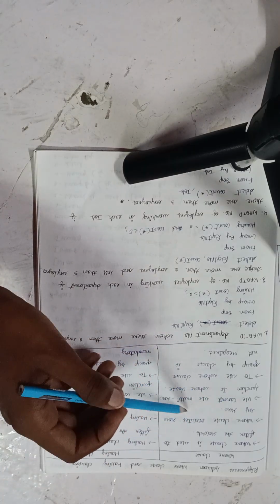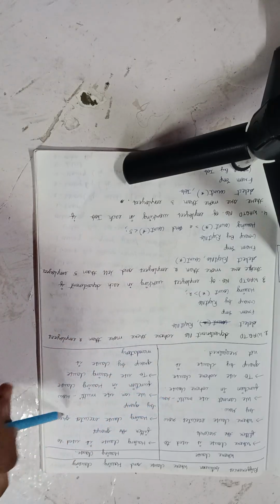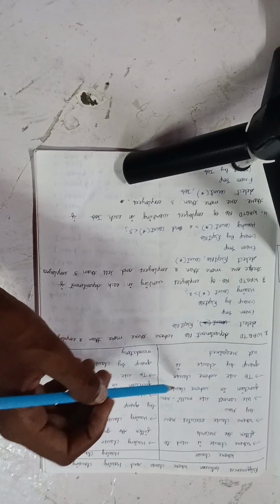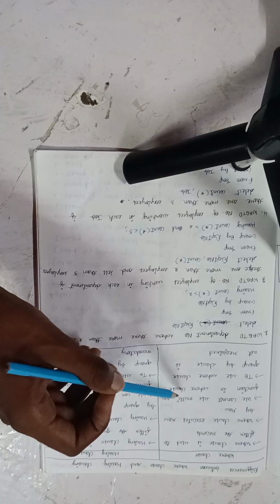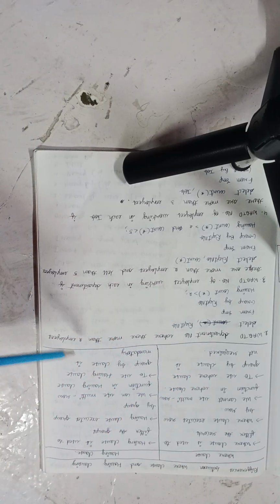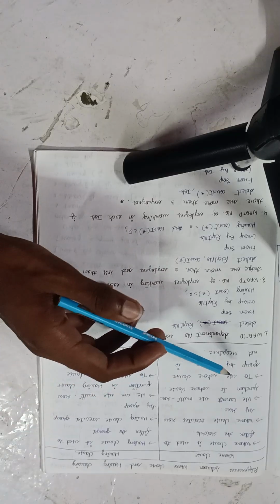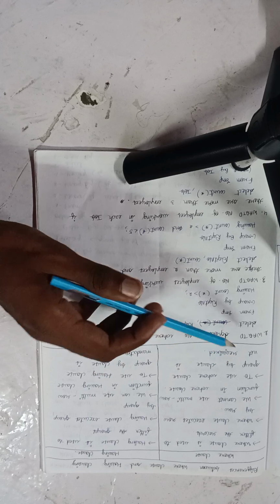The where clause executes row by row. The having clause executes group by group. We cannot use a multi-row function in the where clause, but in the having clause we can use a multi-row function. To use a where clause, the group by clause is not required.